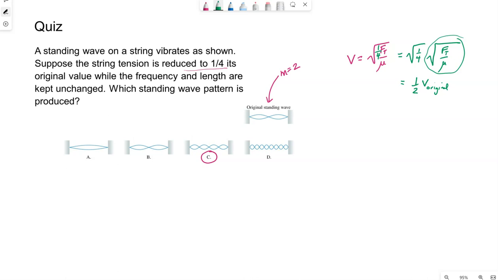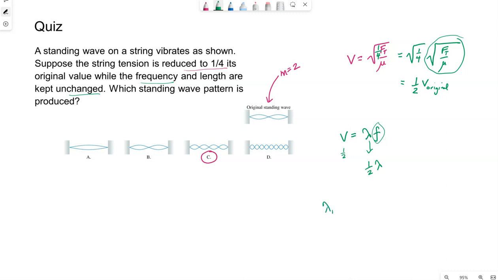Now, to relate that back to frequency and wavelength, we know the speed of a wave is wavelength times frequency. They're telling us that the frequency is unchanged, the length of the string is unchanged, it's the same string, so mu is the same, frequency is the same. If the speed is cut in half, then the wavelength has to be cut in half as well.